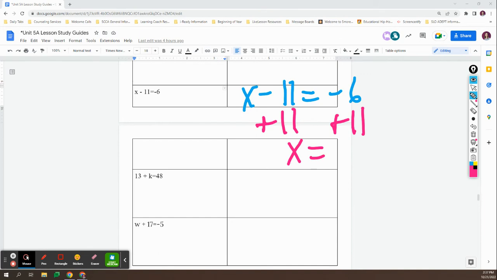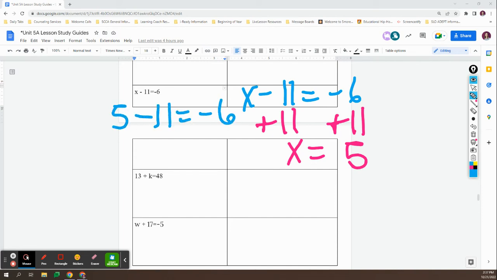And remember, when you're adding integers, you really are subtracting, and then you keep the sign of the bigger number. So negative 6 plus 11, if I subtract 11 minus 6, I get 5. And then the 11 has the larger absolute value. And so I would keep it positive because 11 is positive. And then I could even check and see, is 5 minus 11 negative 6?